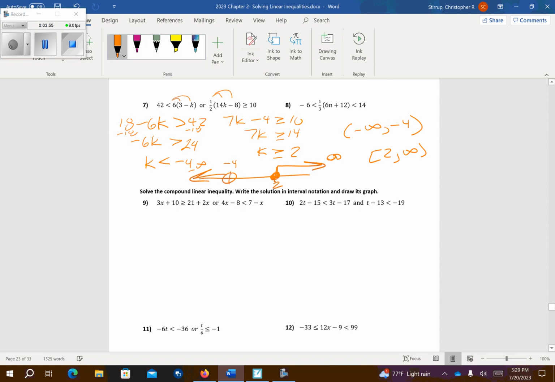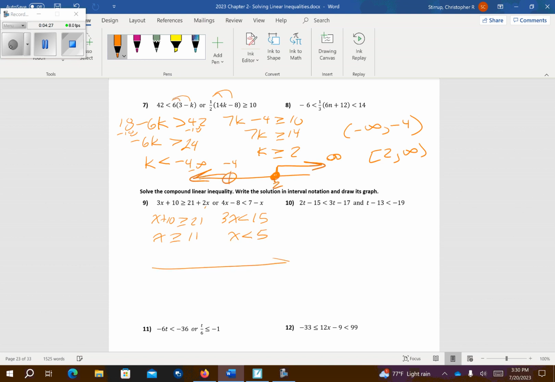Okay, number 9, write the compound linear inequality, write the solution in interval notation, and draw its graph, okay? So this is an OR problem. So first thing I do is maybe let's subtract 2x from both sides. Subtract 10 from both sides. And then the next problem, let's subtract x from both sides. Let's also add 8. Divide each side by 3.